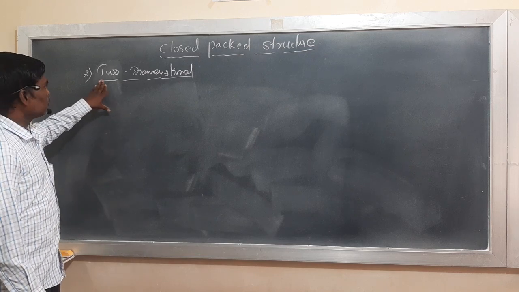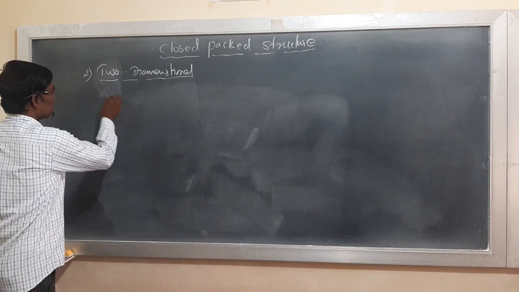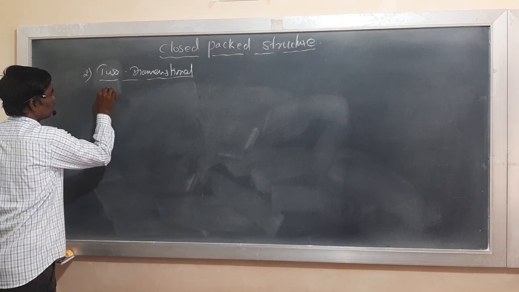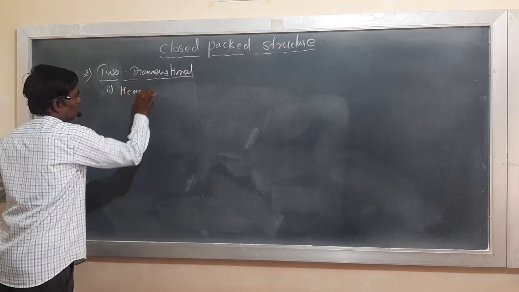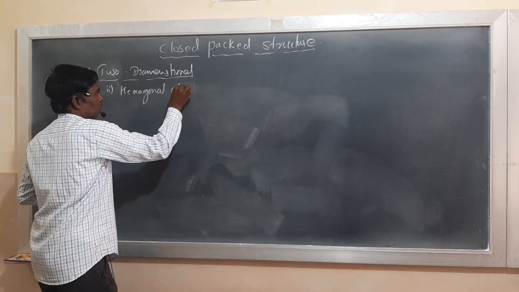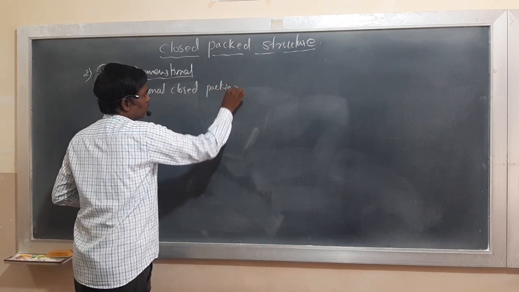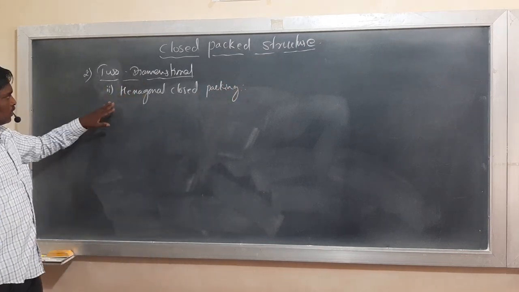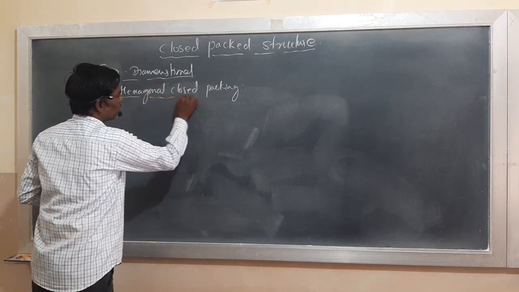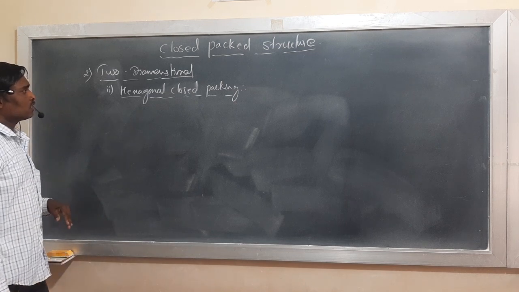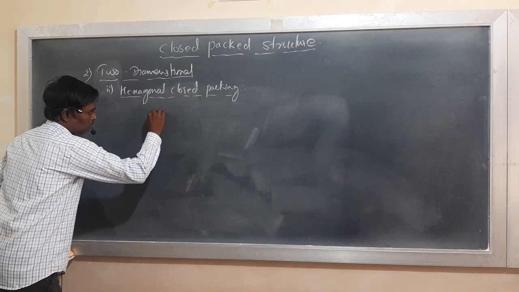Next, in two-dimensional, there is another type of void. The second one is hexagonal close packing. Just now we observed the square close packing. There is another type of arrangement in a two-dimensional manner, that is the hexagonal close packing. So let me take the first.